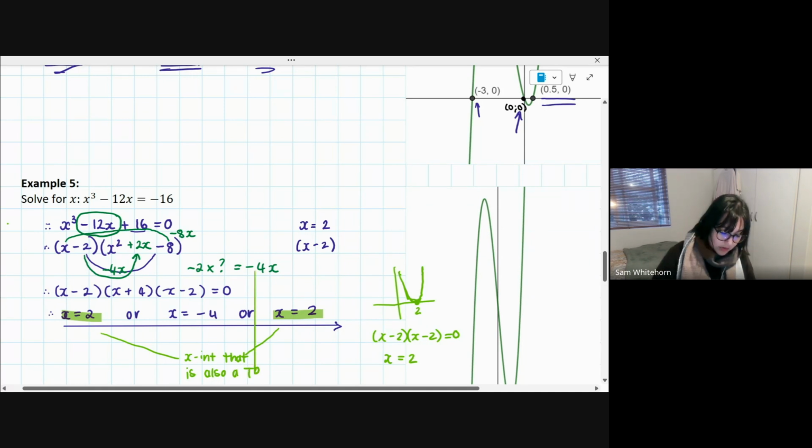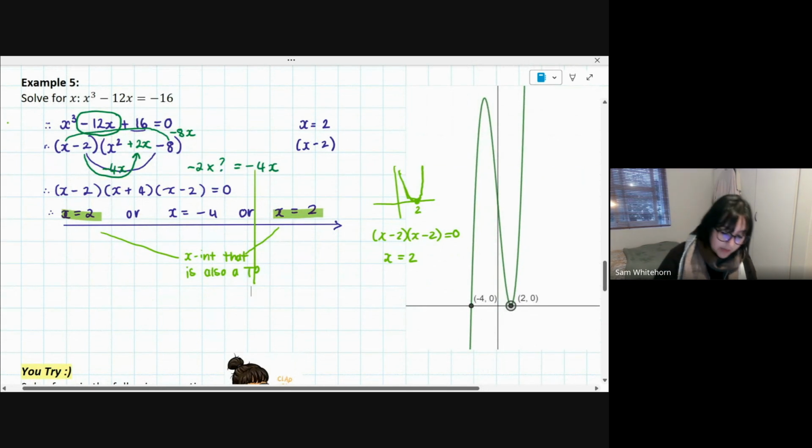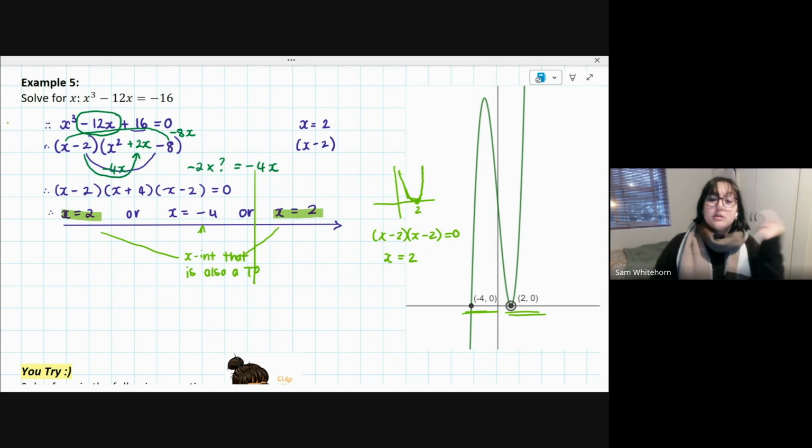And so a turning point. And so now if we have a look at this graph, that's exactly what we have here. There's that x-intercept of -4, but here is both an x-intercept and a turning point of 2. Now, again, this is not something that I expect you to just know. We're going to talk about this again on Monday, so don't stress about it.